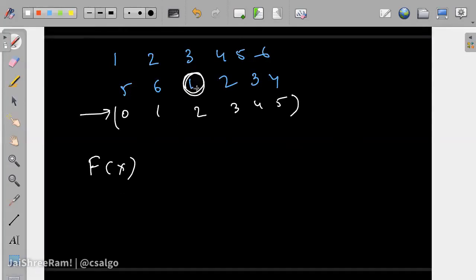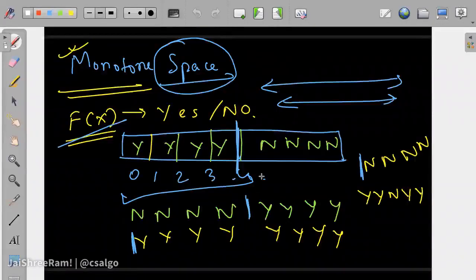Now, why do we want this to be one of the boundary elements? Let's understand that going back to this. Let's suppose you know that the monotone space follows a lot of yes and then a lot of no's. Now, suppose you want to find the first no in this space, which is y and then n. You need to search for the first n.